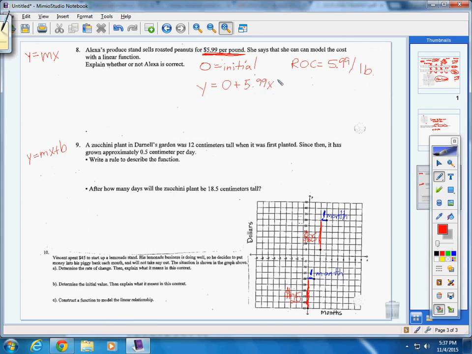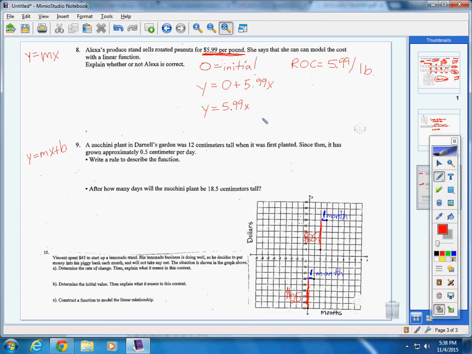5.99x. However, that's extra. We don't need all that. You don't need that 0 there. So it's just going to be y equals 5.99x. And what you should realize is that this is, in fact, a linear function because it fits the form that we talked about in class for being a linear function.